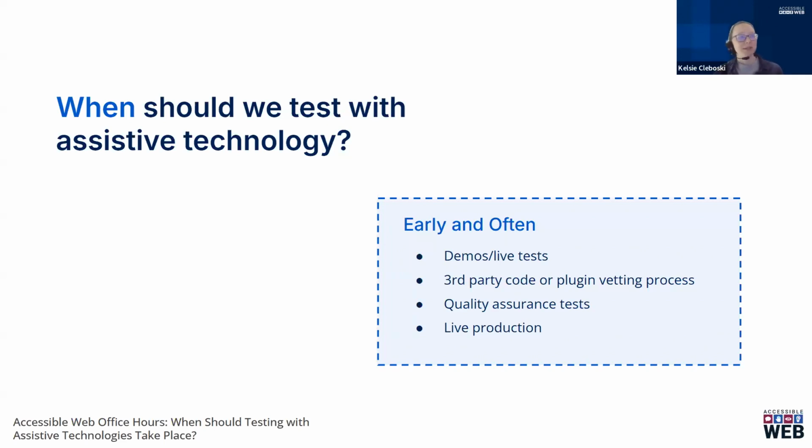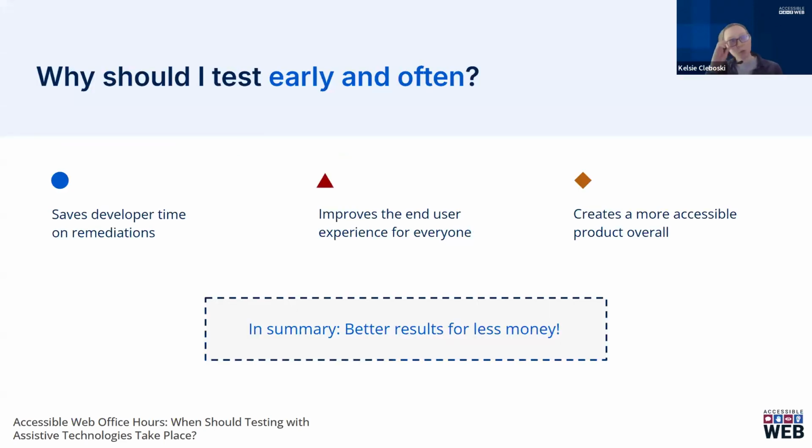You can also incorporate assistive technology in quality assurance tests and in live production. One of the things I really want to emphasize is that testing with assistive technology isn't a one and done, and it's not something that we want to save until you already have a published, quote unquote, finished product. It's really valuable to include it throughout the process, at the same times when you're checking and testing any other aspect of a product or a widget or an update to your site. So why should I test early and often? Well, first, it's going to save developer time on remediations.